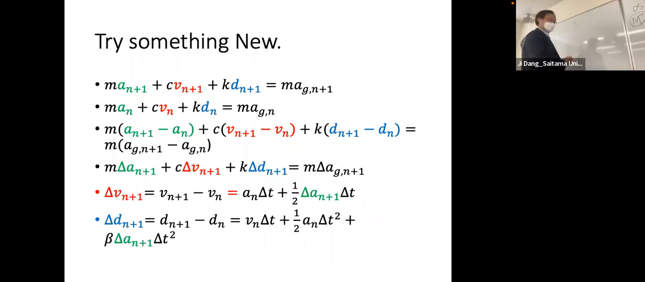Okay. So Vn plus 1 goes to Vn plus half... Sorry, too long with no face-to-face lecture, so I'm a little bit rusty. So please give me a little bit of time. So an plus an plus 1, times delta t, right?